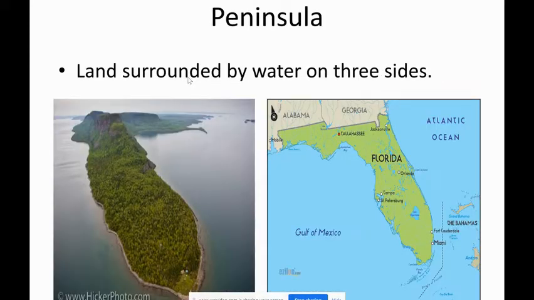Okay, the next one is called the peninsula, and you guys are probably pretty familiar with this one because we have an entire state, the state of Florida, that is pretty much a peninsula. The only difference between a peninsula and an island is that an island is land surrounded by water on all four sides. In a peninsula, the key difference is that you have land surrounded by water on three sides. And you can see that in the picture.